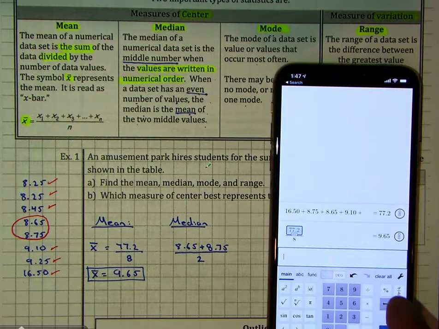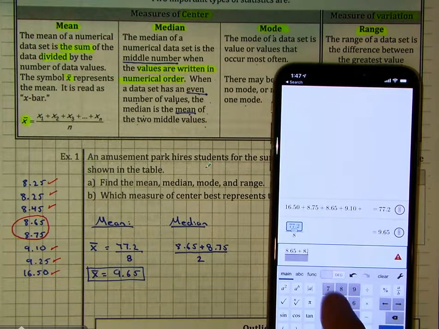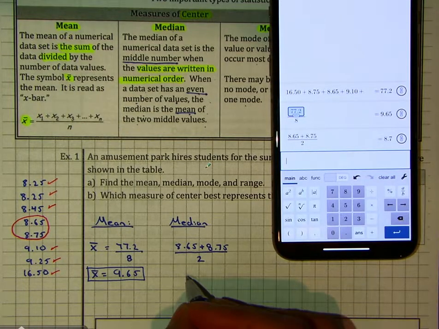And now notice that many of your calculators have a fraction bar. 8.65 plus 8.75, and I'm going to divide by 2. So therefore my median is 8.7.